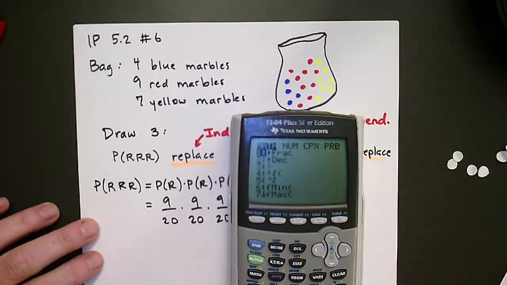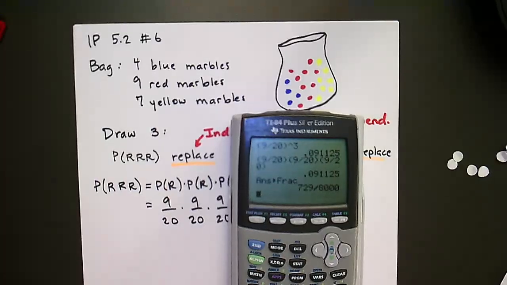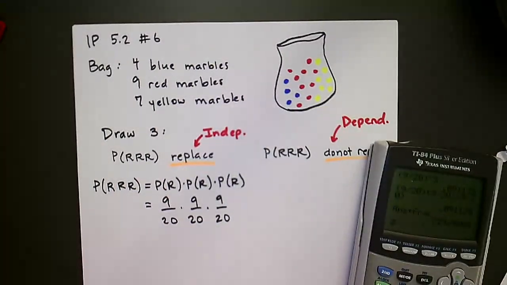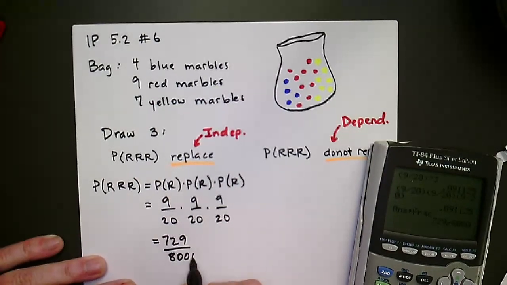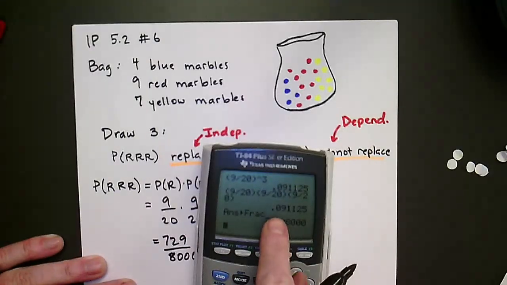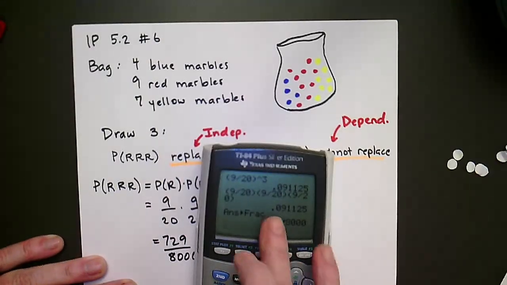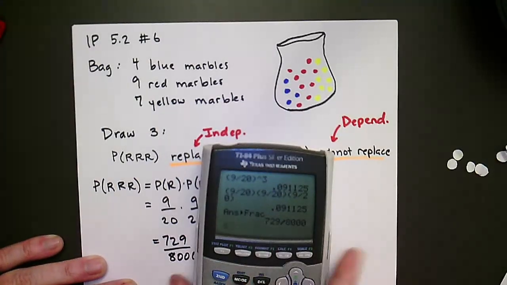If we want to make it into a fraction. Oh, that is a big, long fraction. It doesn't look like it's simplifiable. So it's 729 over 8,000. I'll just jot that down. 729 over 8,000. It looks like that decimal was about 0.09. I'm going to go 3 decimal places, 0.091.